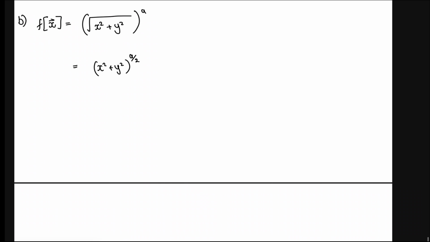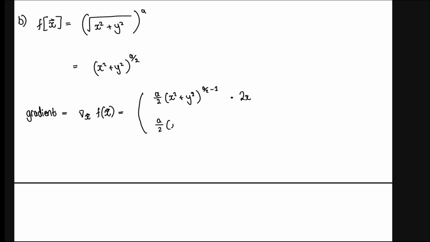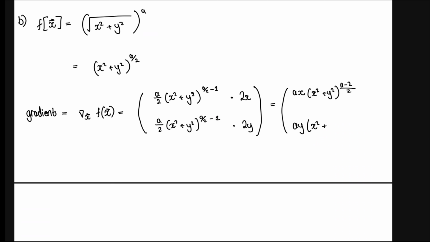So if we work out the gradient for this function, we get a over 2 times x squared plus y squared to the power of a over 2 minus 1, multiplied by 2x, and a over 2 times x squared plus y squared to the power of a over 2 minus 1, multiplied by 2y. And this we can rewrite as ax times x squared plus y squared to the power of (a minus 2) over 2, and then ay times x squared plus y squared to the power of (a minus 2) over 2.